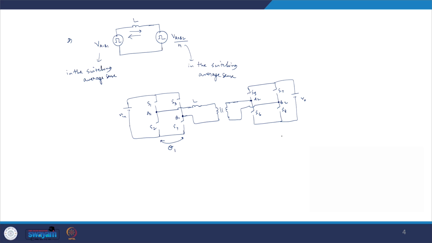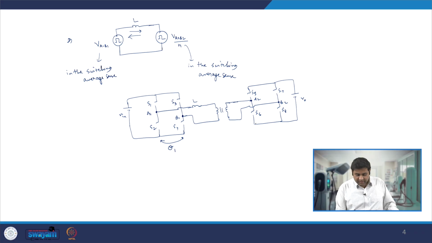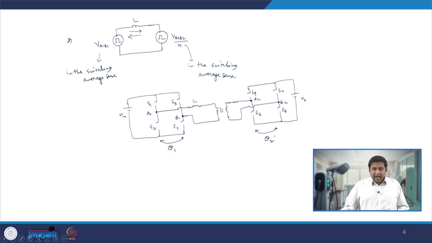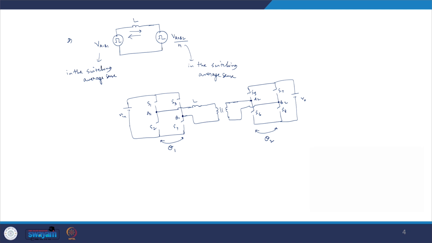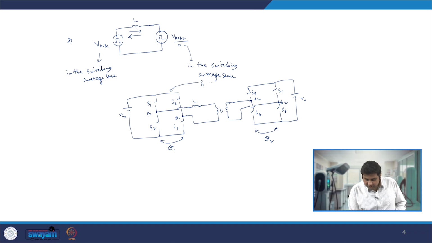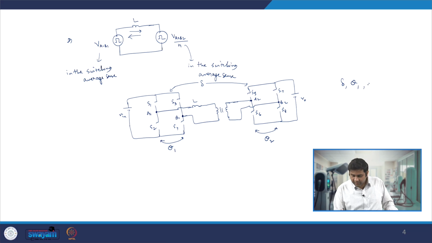Similarly, from the other side, we can also control the voltage applied from A2 B2 by giving the phase shift between the diagonal switches in the full bridge comprising two half bridges S5 S6 and S7 S8, and that phase shift we can give to be theta 2. Along with that, we can also control the average voltage applied from A1 B1 or from A2 B2 by giving a phase shift between both the full bridges by a phase angle, delta. So we have three control variables: delta, theta 1, theta 2.